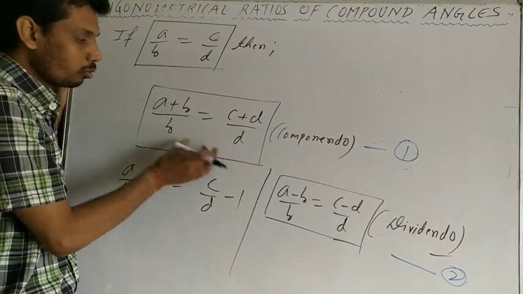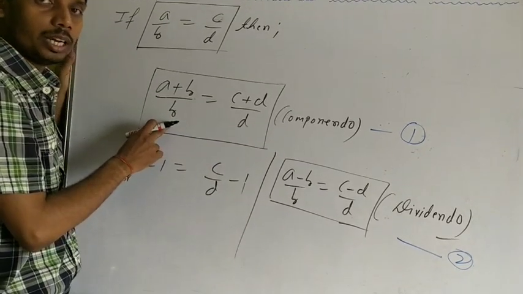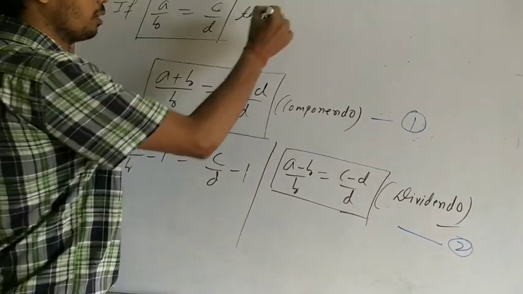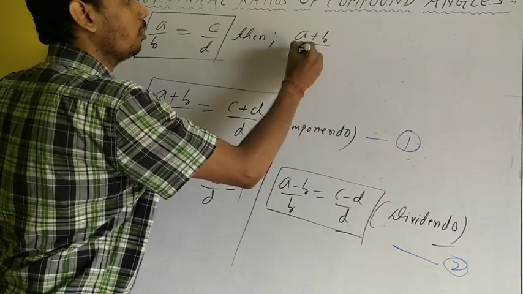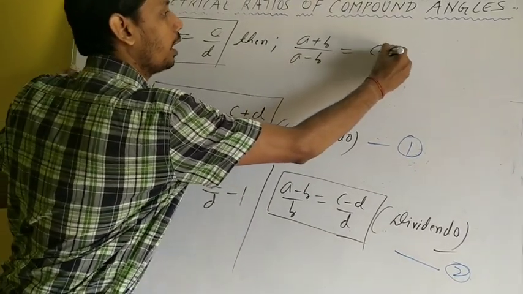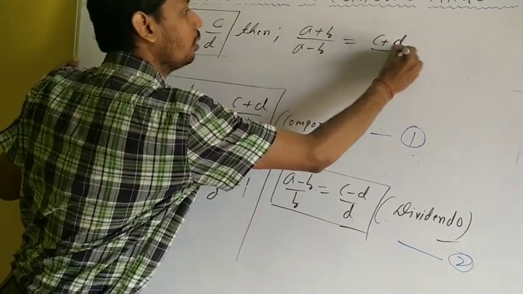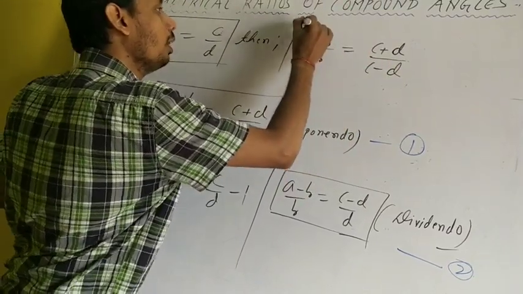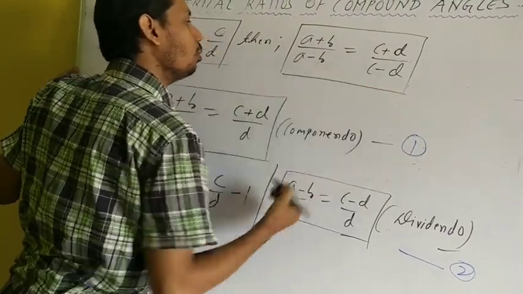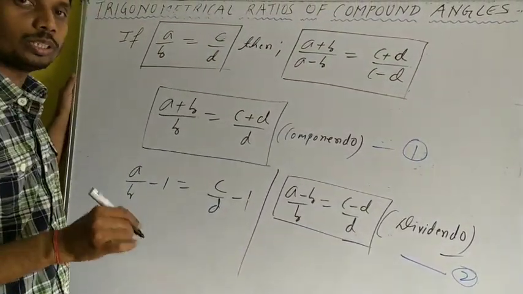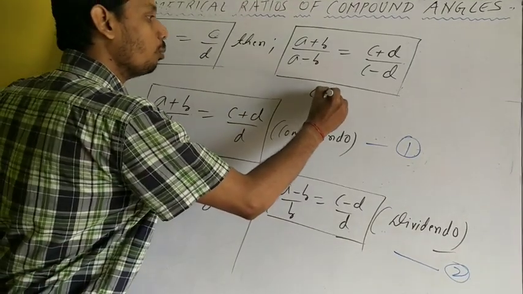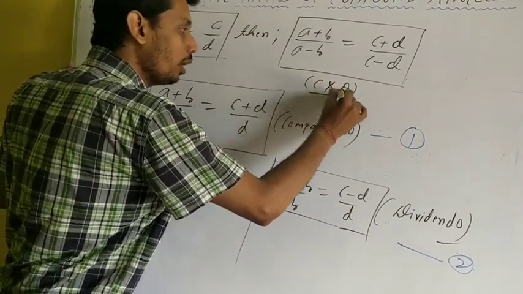If we divide LHS by LHS, b and b will be cancelled. It will be left with a plus b by a minus b, and on the RHS c plus d by c minus d. And this particular property of proportion is known as componendo and dividendo, together.